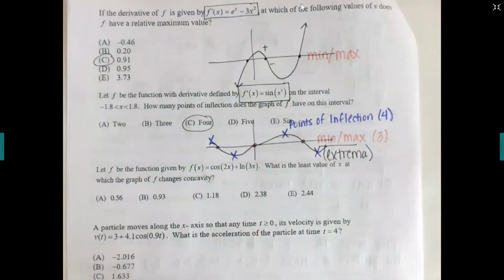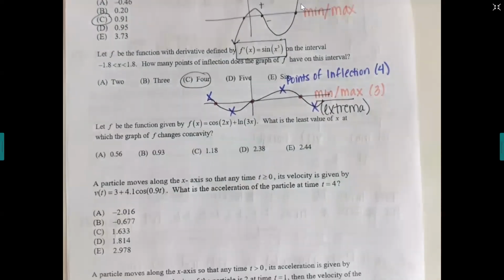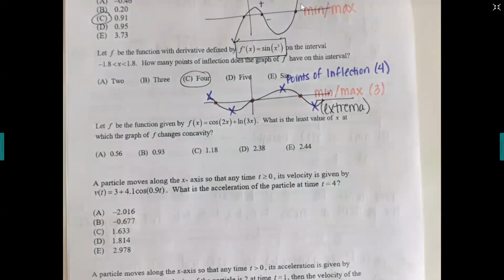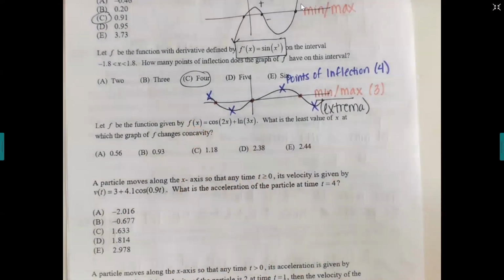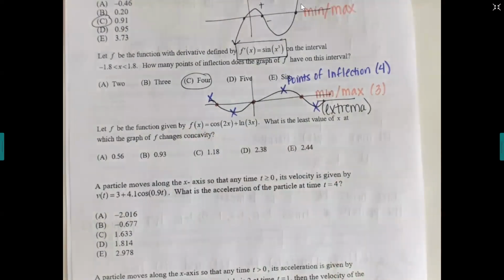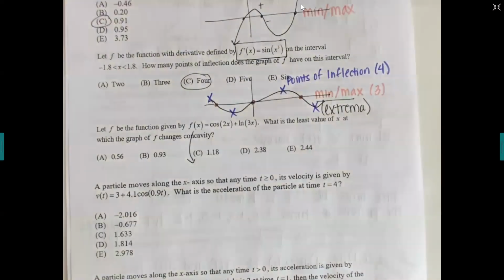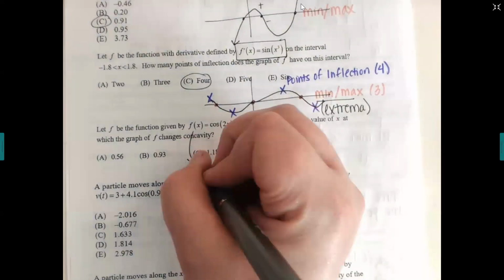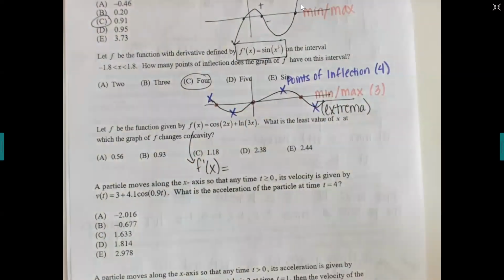Next one. They gave me f, and they want to know about a change in concavity. Should I graph this function if it's f? No. I need to take at least the derivative. I could take the second derivative, but I'm just going to do the first one. What's the derivative of cosine 2x?